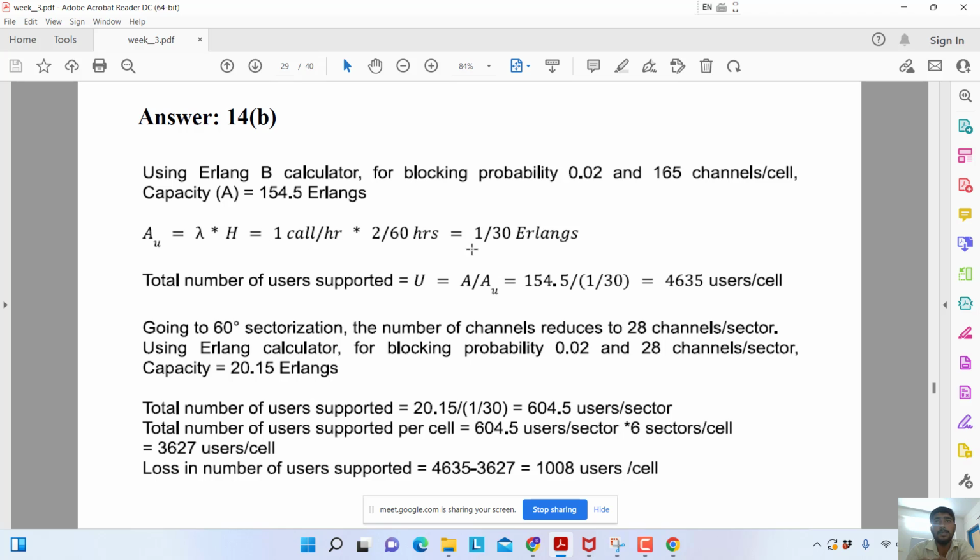Initially we were supporting 4635 users. Here we can support 3627 users. For the loss of users, we just subtract 3627 from 4635, so it will become 1008 users per cell. Guys, if you have any doubt, you can ask.